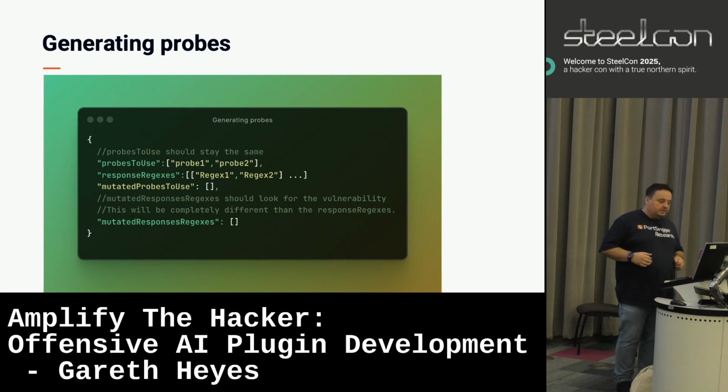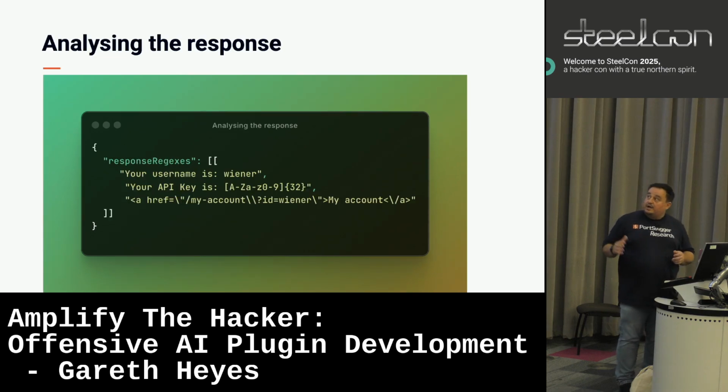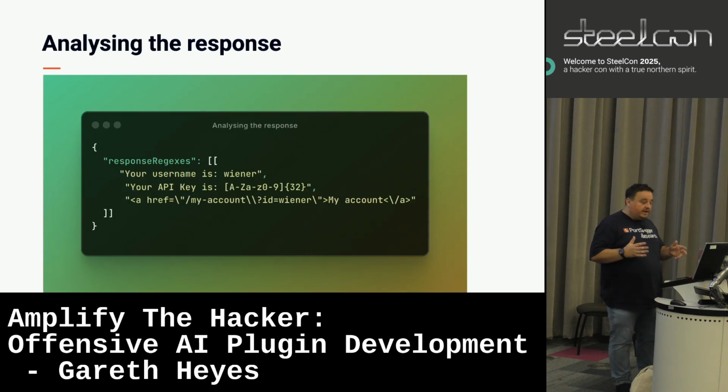provided. So here we give it a list of probes and it has mutated properties. So it'll mutate the probes and it'll mutate the regular expressions, all based on what you've actually sent. This is how that looks. So by applying a bit of prompt engineering, I was able to guide the AI to generate generic regular expressions.